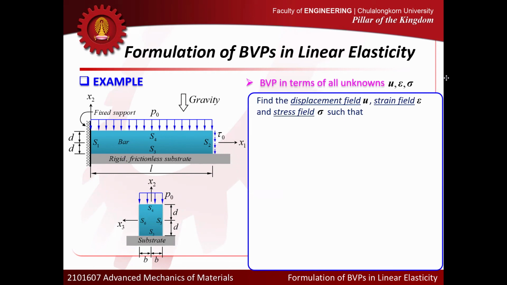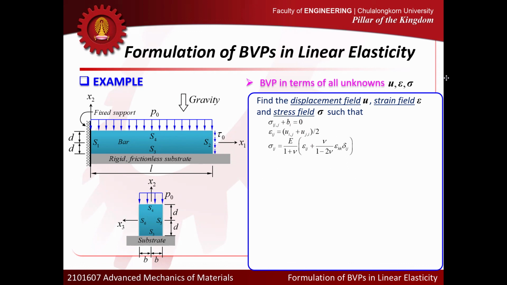I want to find the displacement field U, strain field epsilon, stress field sigma, that satisfy what? All field equations. If you remember, we have 15 equations for the 3D case, right? So we have sigma ij,j plus bi equal to 0. That's the equilibrium equation. We have epsilon ij equal to 1/2 (ui,j plus uj,i). That is the strain-displacement relationship. And we have Hooke's law for isotropic material, and I have sigma ij in terms of epsilon ij expressed in terms of Young modulus and Poisson ratio.